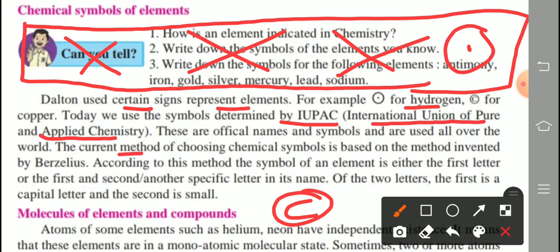Who invented the current method used in the IUPAC system? The current method of choosing chemical symbols is based on the method invented by the scientist Berzelius. According to this method, the symbol of an element is either the first letter, or the first and second or another specific letter in its name. Of the two letters in the symbol, the first letter is always capital and the second one is small. Remember.